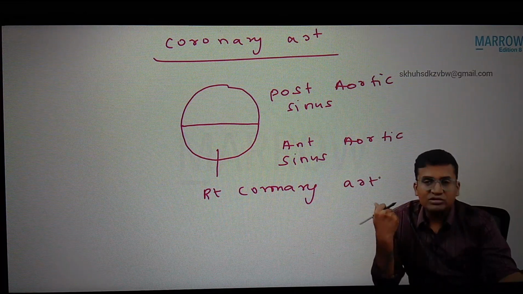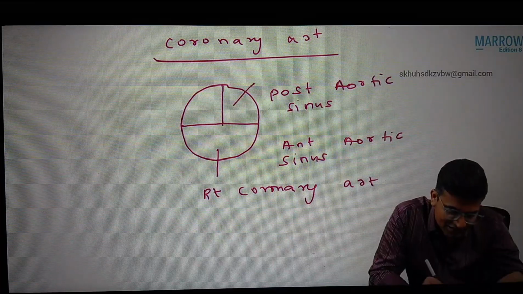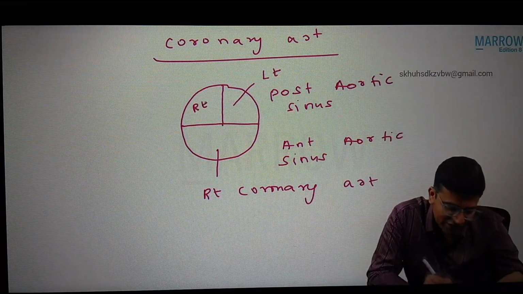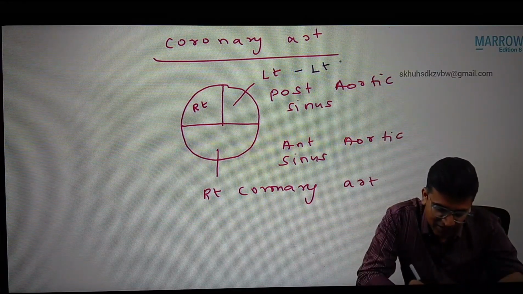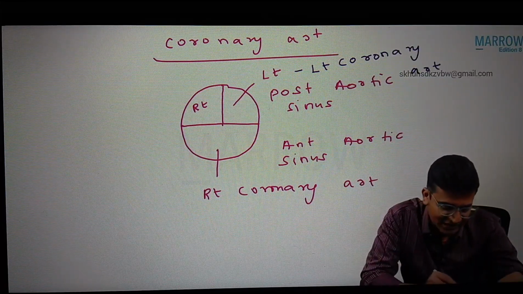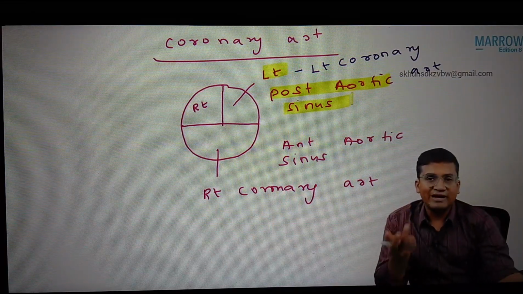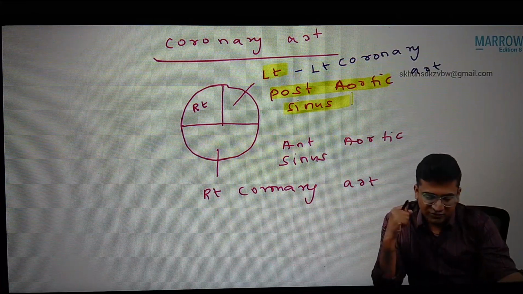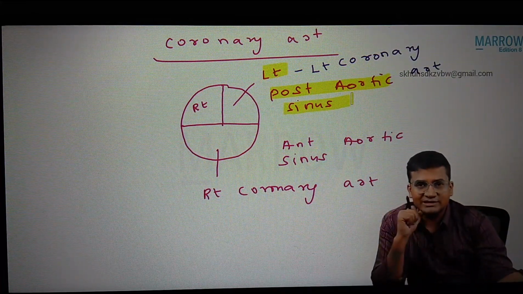Very good. Now, what about the left coronary artery? This is the left posterior aortic sinus, and this is the right posterior aortic sinus. The left coronary artery takes origin from the left posterior aortic sinus. We have only two coronary arteries, right and left. The right coronary artery originates from the anterior aortic sinus, and the left coronary artery originates from the left posterior aortic sinus.